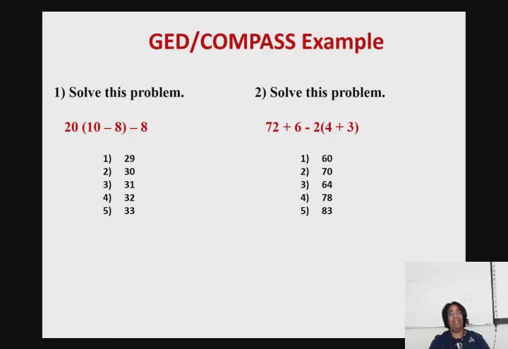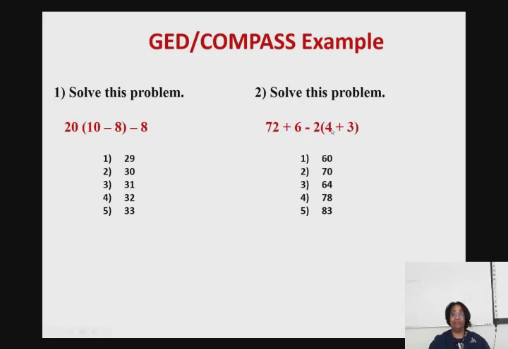Parentheses first, yeah. But if you have a number and then a parenthesis, that means to multiply. So you have multiplication right here with the 2 and the 7. So you get 2 times 7, that's 14, right? And then 72 plus 6 is 78, minus 14. 78 minus 14 is 64. So everybody see how we got 64?